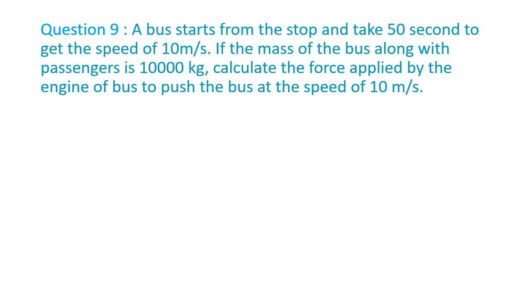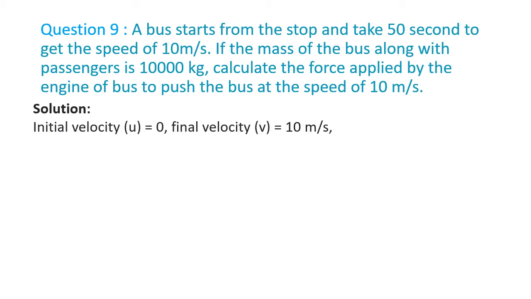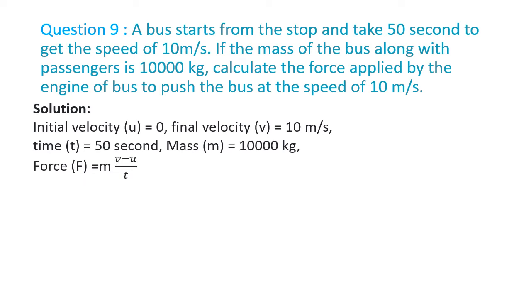The next question we have is a bus starts from the stop. Starts from the stop means it was at rest, and takes 50 seconds to get the speed of 10 meter per second. Means the bus started from rest and got a speed of 10 meter per second after 50 seconds. Along with the passengers, the bus weighs 10,000 kg. So how much force must the engine have applied? So we have initial velocity 0, final velocity 10, time taken 50 seconds, mass 10,000 kg.